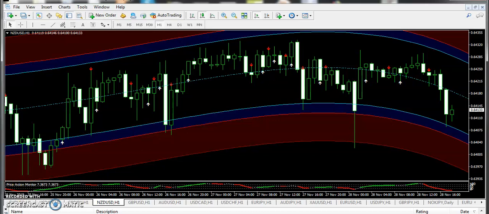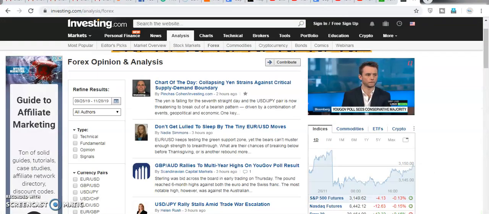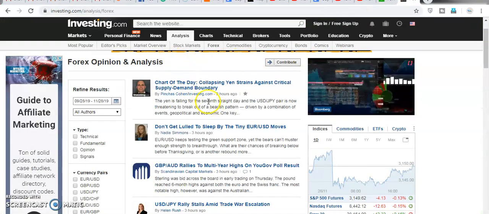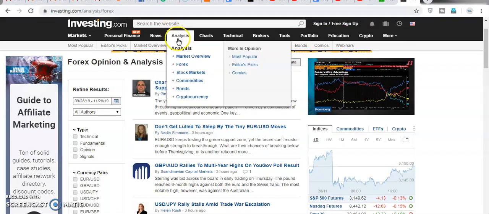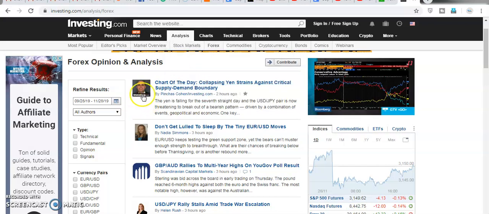At last, I'm going to talk about another website that is called Investing.com. So guys, you should at least have a look at the articles. If you go to the analysis and click Forex, you need to learn, you need to read. Just make the habit to learn these things. You should at least have a look at the articles that are published on a daily basis on Investing.com.